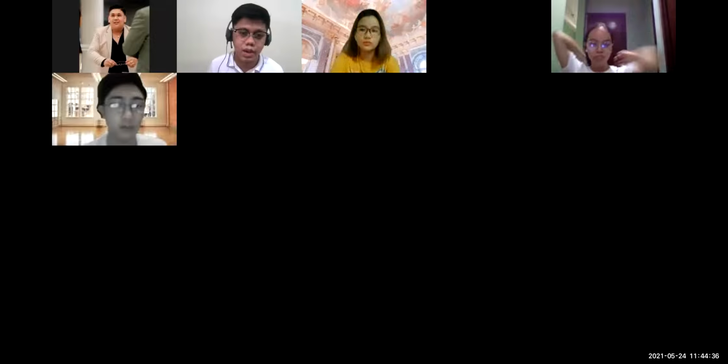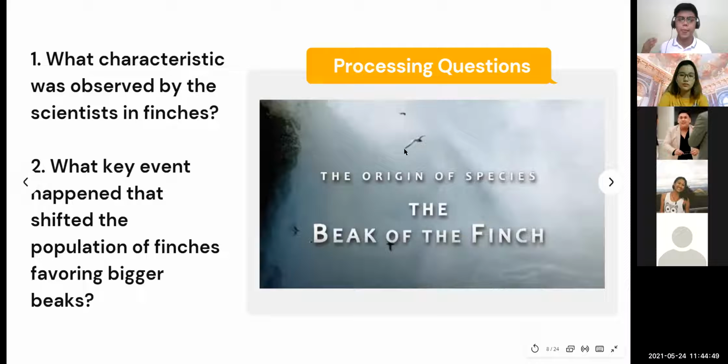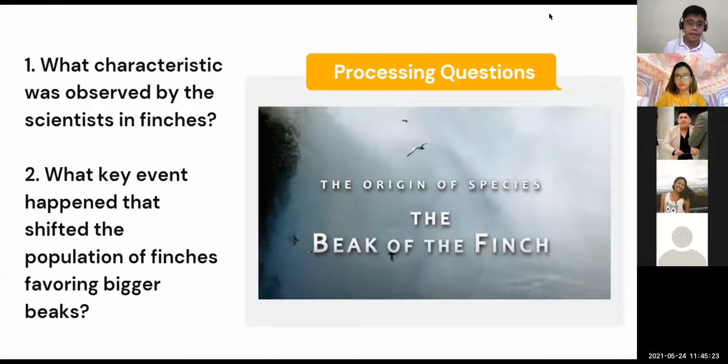Okay, so anyway, that's not our focus. Our focus here would be how natural selection played an actual active role in producing different species or evolving the population itself. So number one, let's answer the first question here. What characteristic was mainly observed by the scientists in finches? Okay, that's correct. The beak size or the beak depth. Variation in beak size or beak depth. That is the focus of Peter and Rosemary Grant. So their focus is the beak depth. One of their focuses is the beak depth or the beak size.